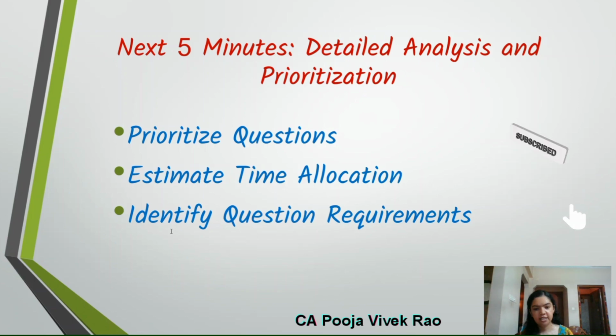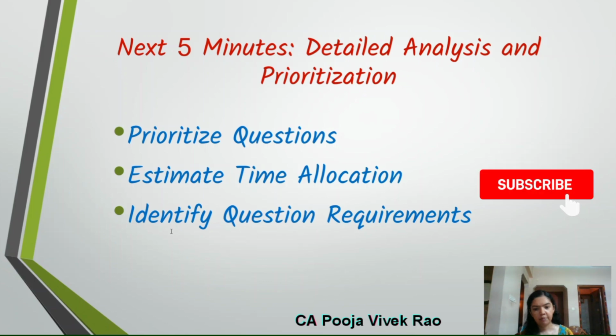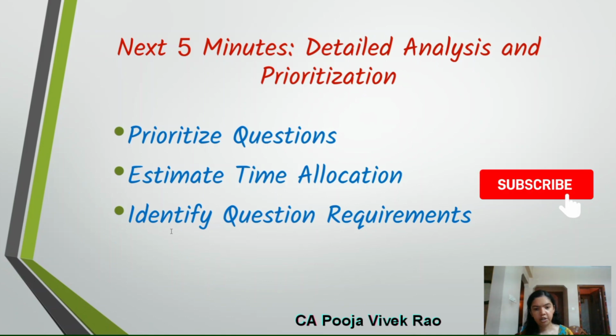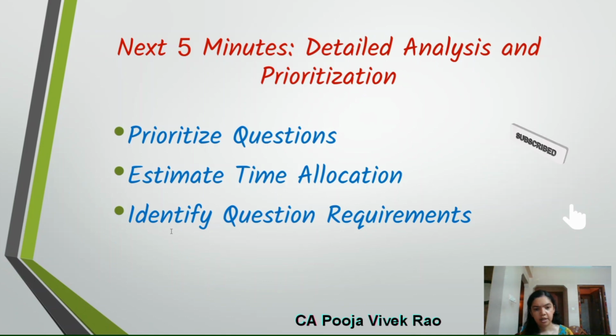In case of CA Inter and CA Final exams, you will have both objective type, that is MCQ, and descriptive type. The MCQ questions are compulsory and can fetch you 30 marks. So you can attempt these in the beginning or in between. Do not keep these for the end, as these are the scoring areas.